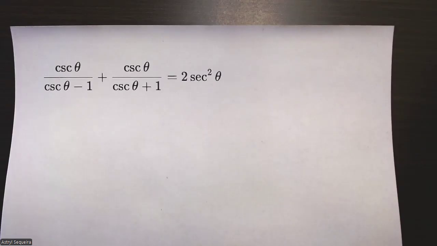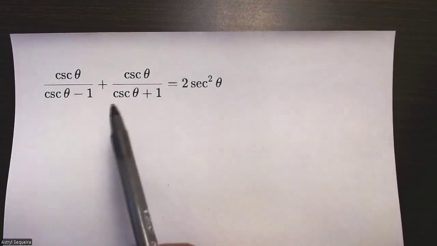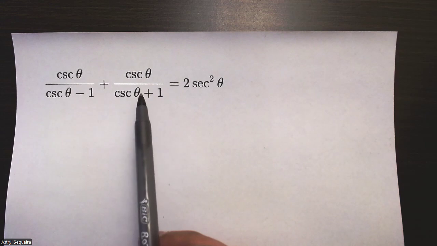All right, in this video, we are going to solve these trig identities over here. Let's take a look at the first one. So we want to work on the more complicated side. We're going to work on the left side. And the first thing I'm going to do here is make a common denominator.